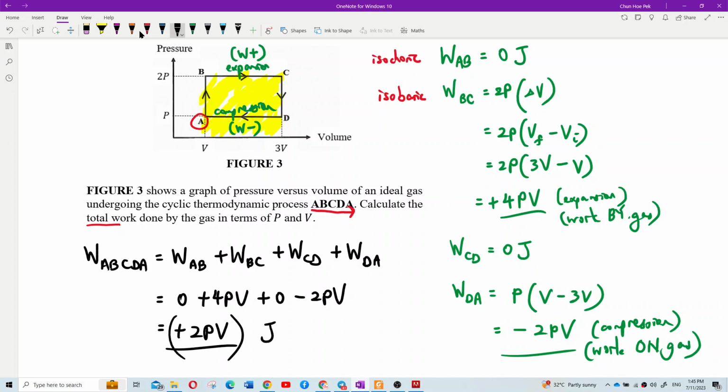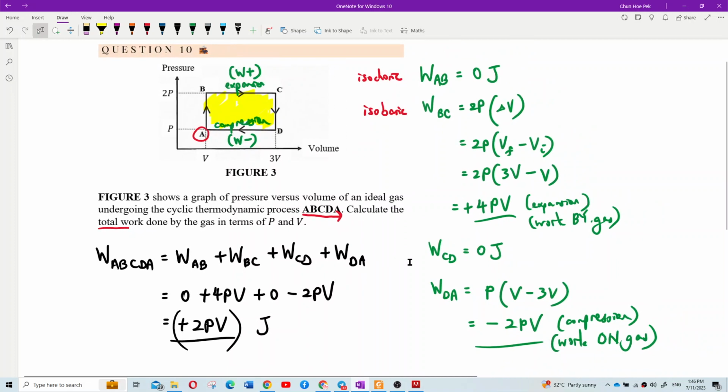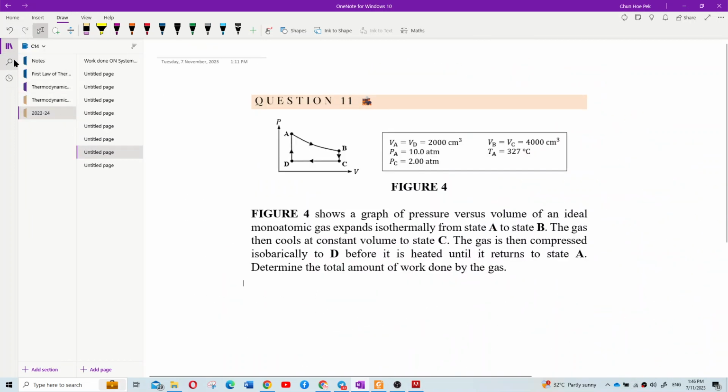Joule. Pendek kata dia adalah area mana? Dia ada area ini. Adalah area yang ini. Ya? Yang enclosed area. That is 2PV. Work done by gas expansion. Yeah. Okay, class, understand? Question 10 already, see? Two more.